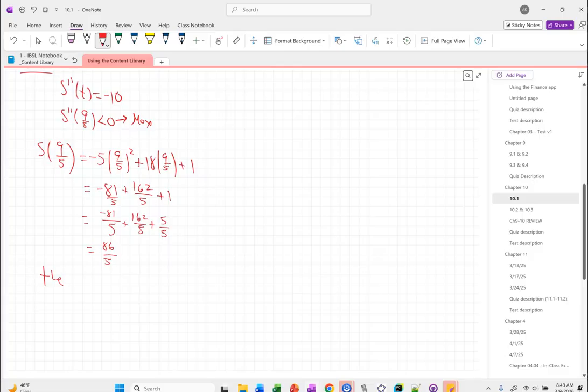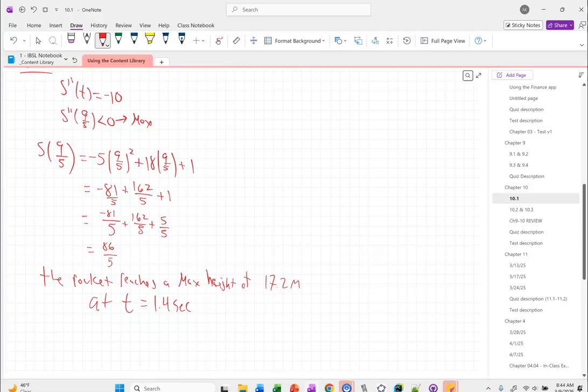So we'd say the rocket reaches a max height of 86 over 5, or if we divide that, what is that, like 21.2? No, that's not right. 17.2. Thank you. Meters at t equals 1.8 seconds. Something like that would be our answer.